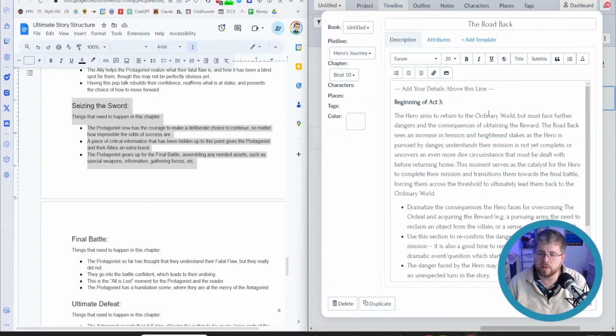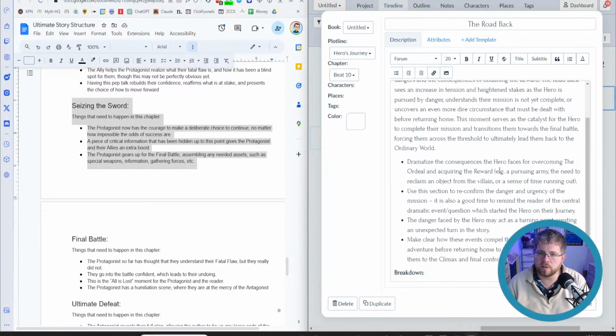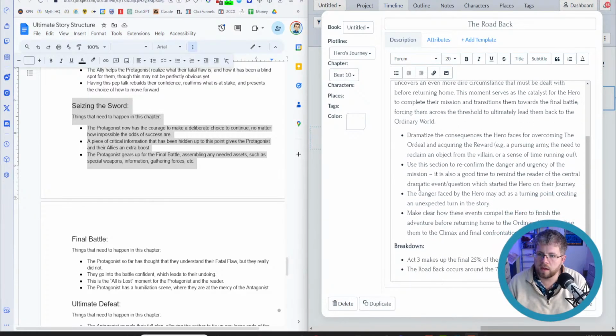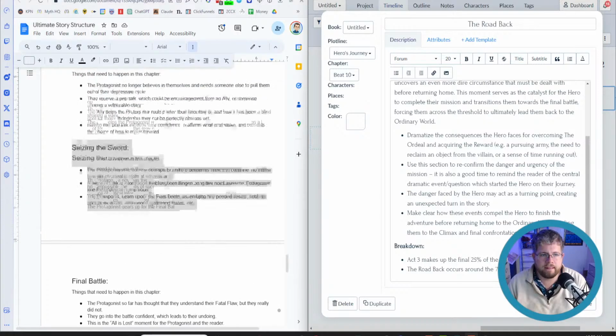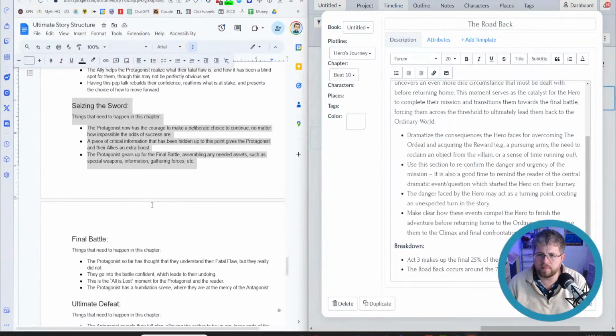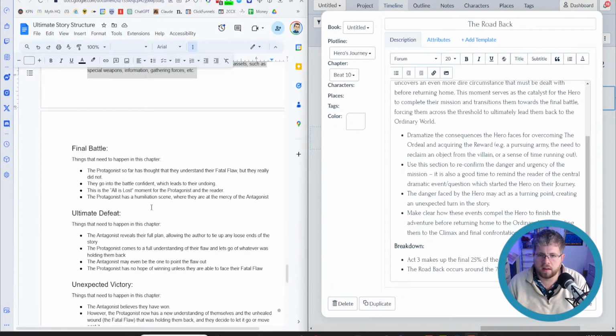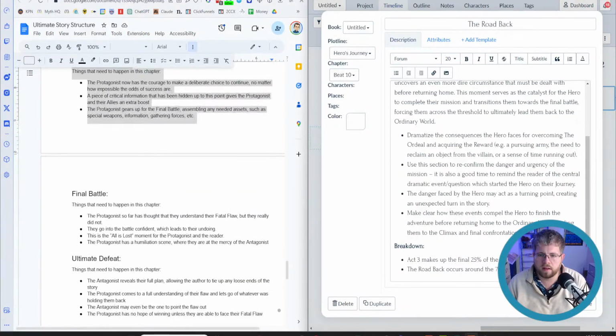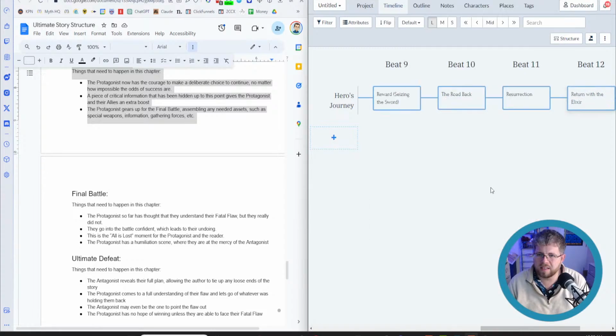The hero aims to return to the ordinary world, but must face further dangers and the consequences of obtaining the reward. The road back sees an increase in tension and heightened stakes as the hero is pursued by danger, understands their mission is not yet complete, or uncovers an even more dire circumstance that must be dealt with before returning home. This moment serves as a catalyst for the hero to complete their mission and transitions them toward the final battle, forcing them across the threshold to ultimately lead them back to the ordinary world. That's all kind of in here, but it's sort of structured differently. Yeah, that's okay. We'll run with it because it is all kind of there.